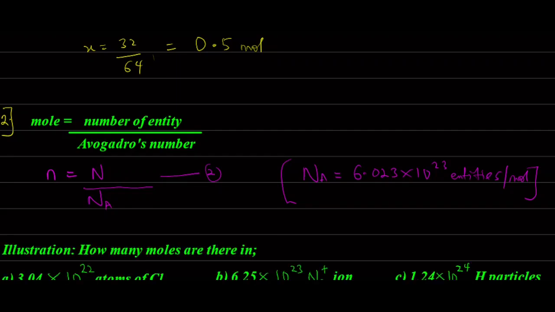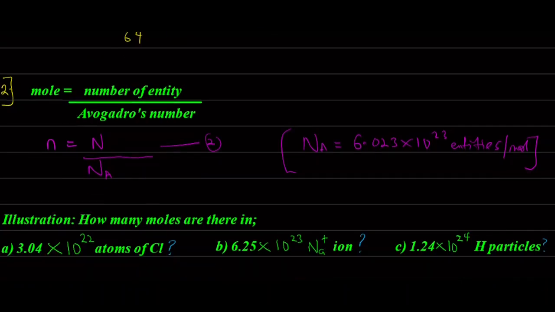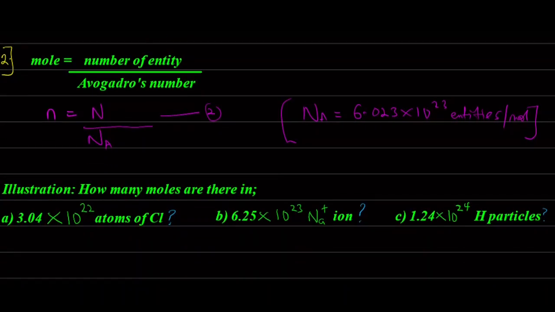So let's look at all these examples that we are seeing on the screen. How many moles are there in 3.04 exponential 22 atoms of chlorine? We have 6.25 exponential 23 sodium ions. Then we have 1.24 exponential 24 hydrogen particles. That's particles of hydrogen. So how are we going to solve this? I'm going to solve the A part for us. Then you try to solve the B and C part and send your solution through the comment section. To solve this, let's take a look at it together.